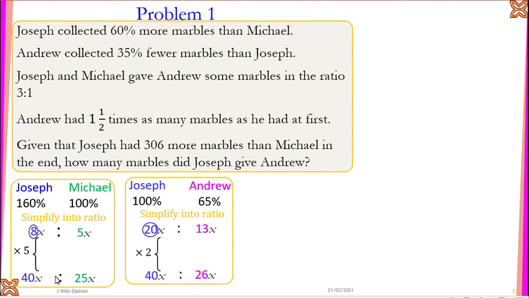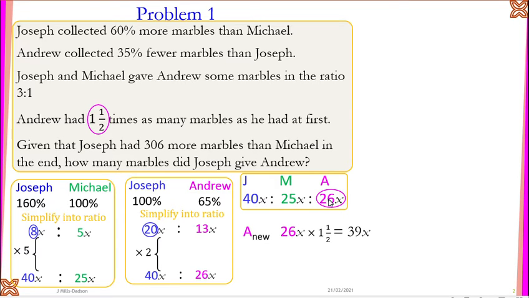In this case, we have everything set up for us. So that's what they had before. Right. Now, this is what Andrew had before. And it says that Joseph and Michael gave Andrew some marbles in the ratio 3:1. So when they've given Andrew some marbles, Andrew now had 1.5 times as many marbles as he had before. So Andrew is going to have extra than 26. So we work out the new marbles for Andrew. It's 26x times 1.5. So now the new marbles for Andrew is 39x.